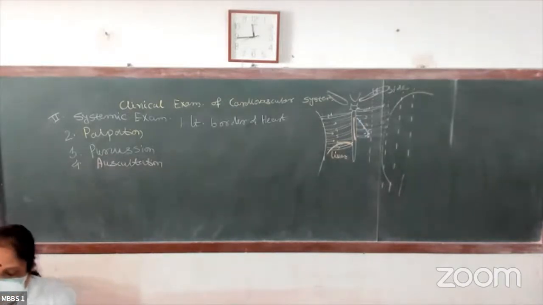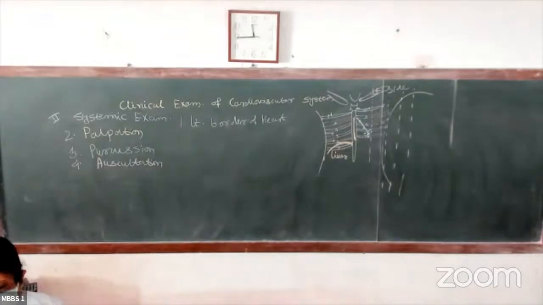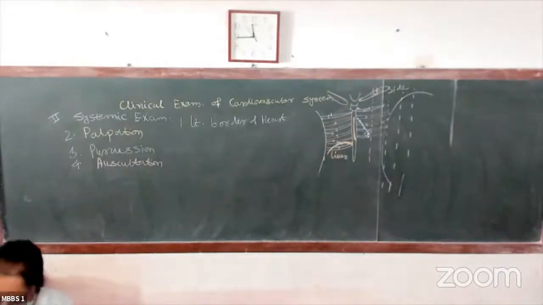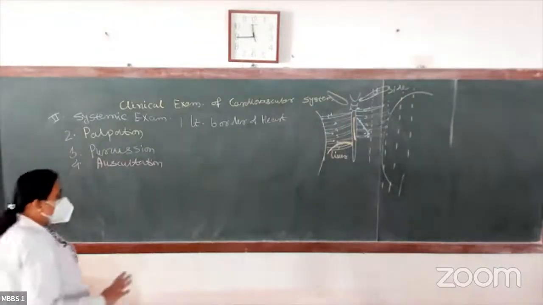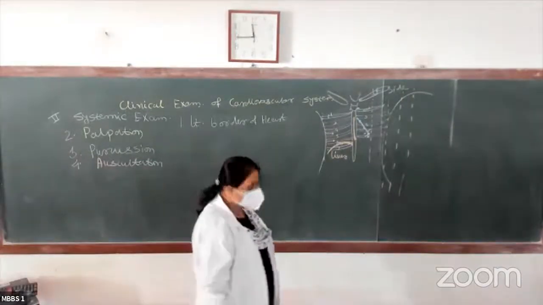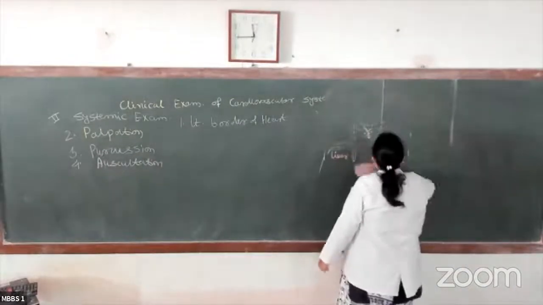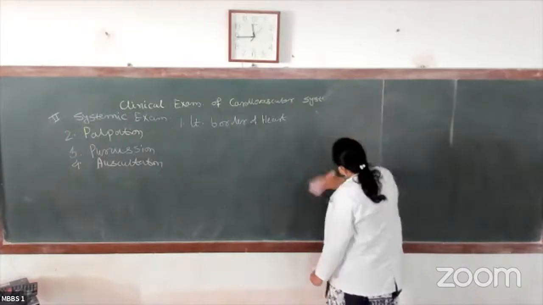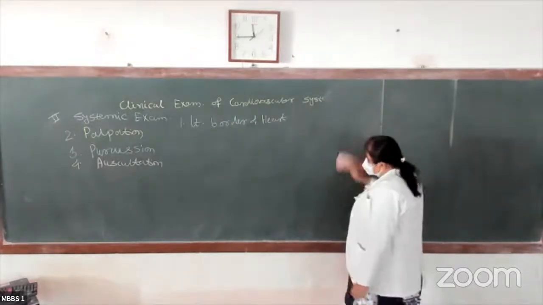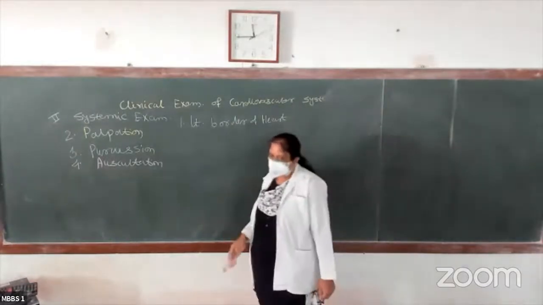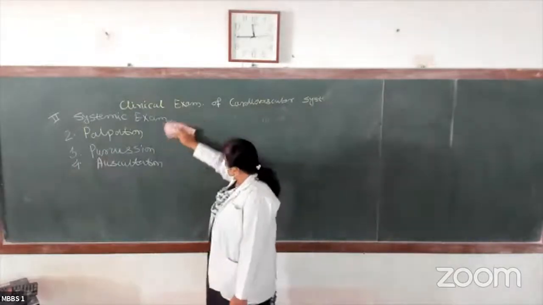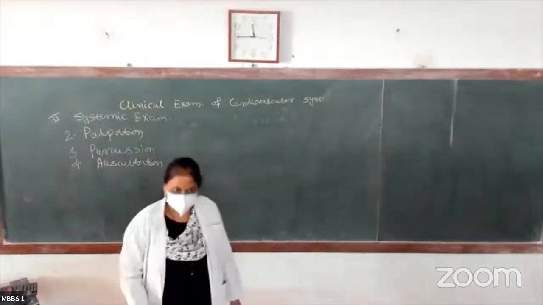What is the cause of the second heart sound? Closing of the semilunar valves. Which are the semilunar valves? Aortic and pulmonary. So there are four valves: mitral valve, tricuspid valve, aortic valve, and pulmonary valve. Four valves.